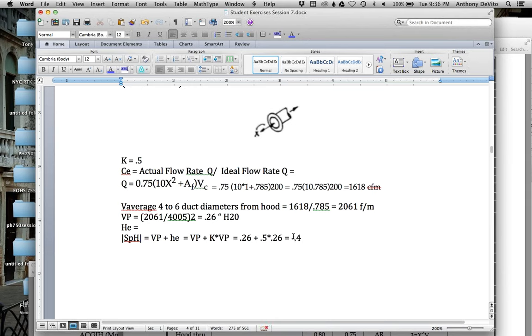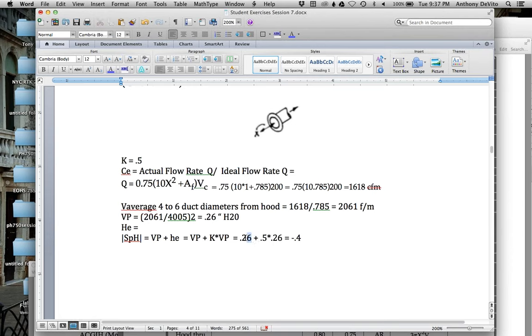Yes. Why are we doing 0.26 twice? So it's 0.26 plus 0.5 times 0.26. This is the hood entry loss, right? So isn't that the K times the velocity pressure? K times the velocity pressure. Where's the plus coming from? Oh, the plus is coming from the fact that I'm adding. I need both.